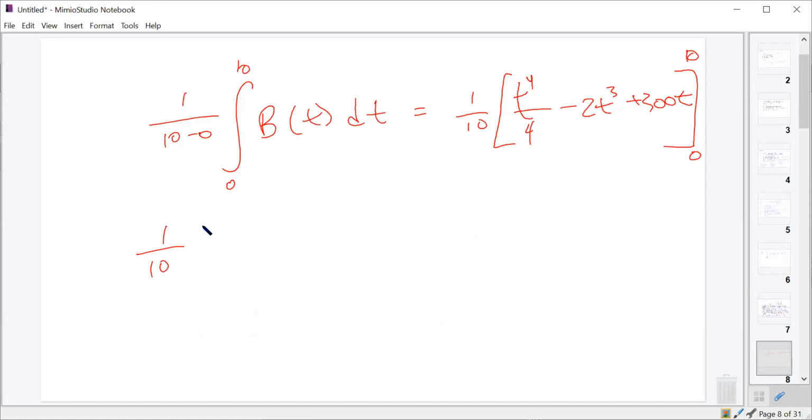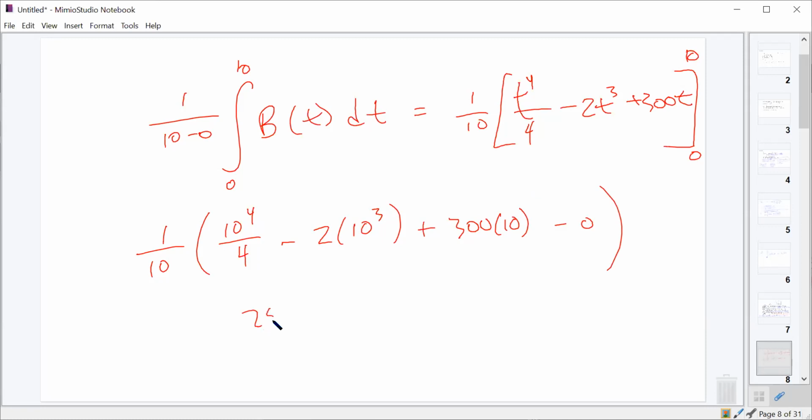So we have 1/10 of 10 to the 4th over 4 minus 2 times 10 cubed plus 300 times 10, all minus 0, because all those are 0. And I didn't do my powers of 10 here. I don't know why, but this then becomes, when I divide everything by 10, I can drop all those powers of 10 by 1. So 10 cubed is 1,000. 1,000 over 4 is 250. This becomes 10 squared. So that's just 200. This just becomes 300. And what do we end up with? 350 meters per minute.